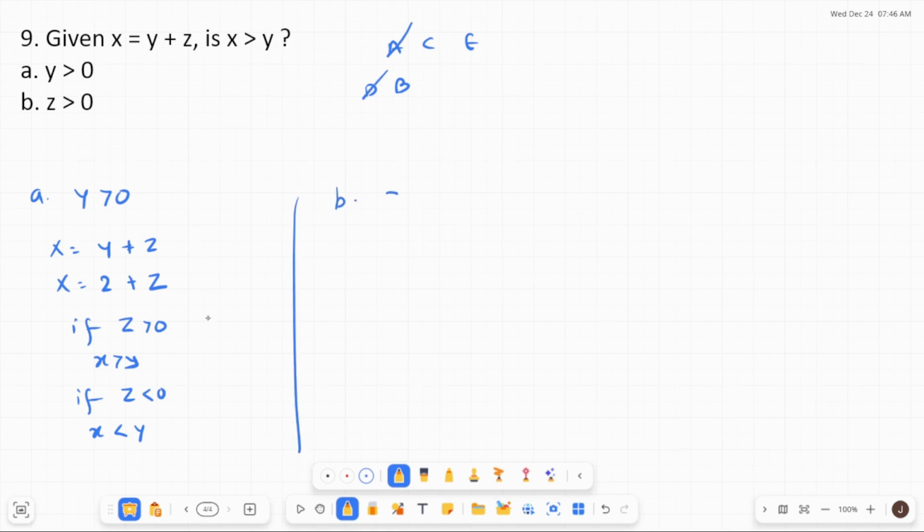Second statement says that z is positive. Given that x is equal to y plus z, and we know that z is positive as per statement B. So let me take z as suppose 2 because it's positive. Now can you tell me the relation between x and y? Yes, x is equal to y plus something. We don't even need to know the value of y. After adding something to y, it's getting equal to x. That means it's indeed that x is greater than y. Do we have a definite answer? Yes, from statement B.